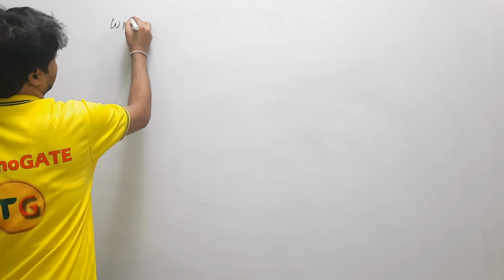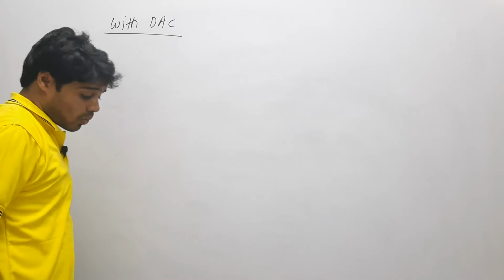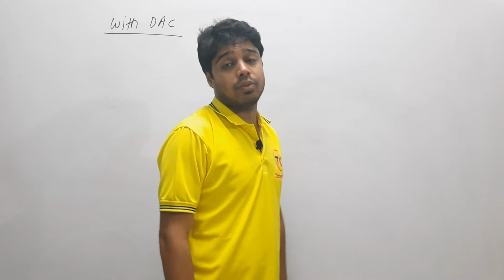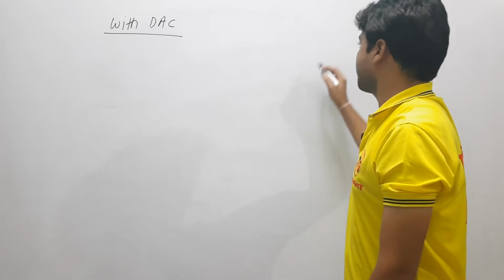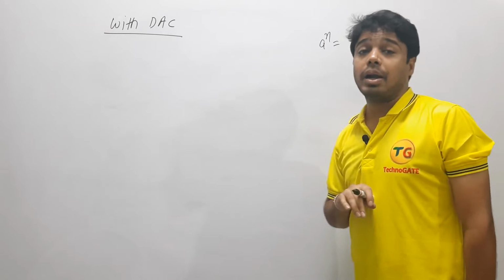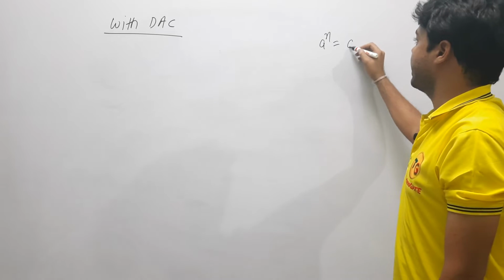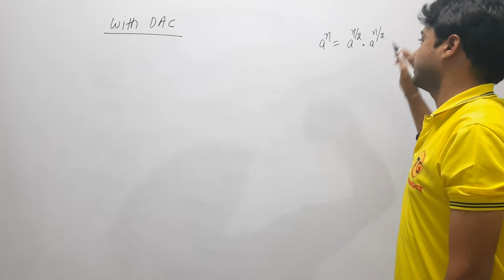So with divide and conquer, what is the concept, what is the procedure for finding power of an element using divide and conquer here? So suppose that a raised to power n is divided. So here base is same but power will be divided here. So a raised to power n by 2 into a raised to power n by 2 here.